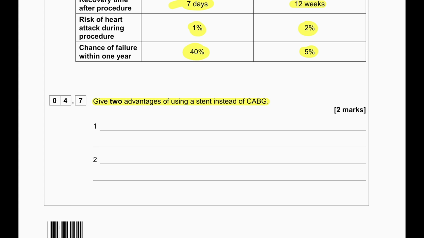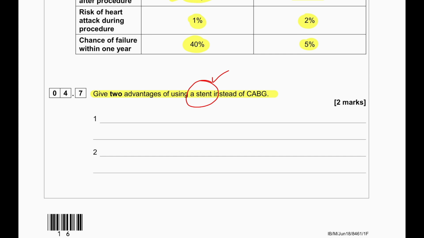So for the advantage of using a CABG, give 2 advantages of using a stent instead of CABG. So we must provide the advantages of using the stent. Now for using a stent, the person does not need to stay for a long period of time after the procedure and can leave the hospital on the same day.